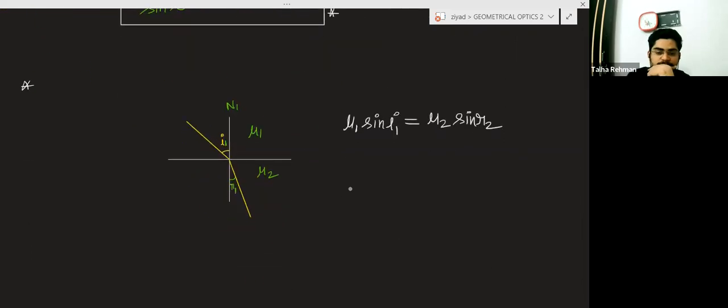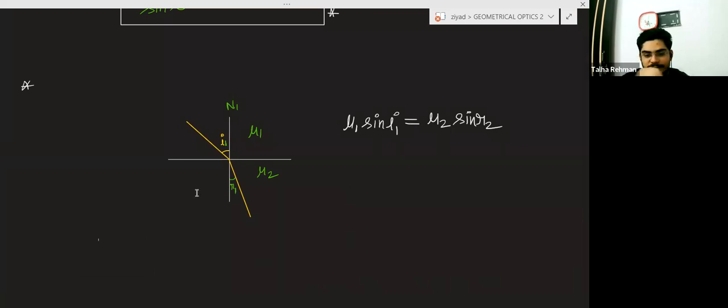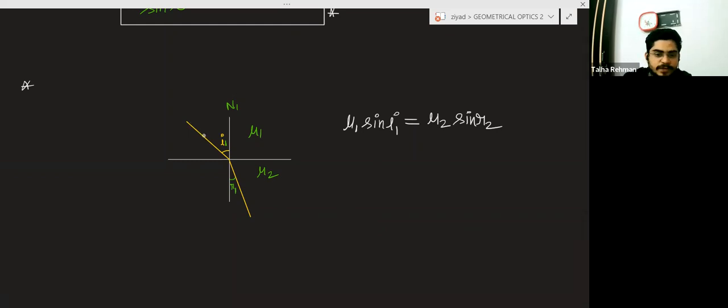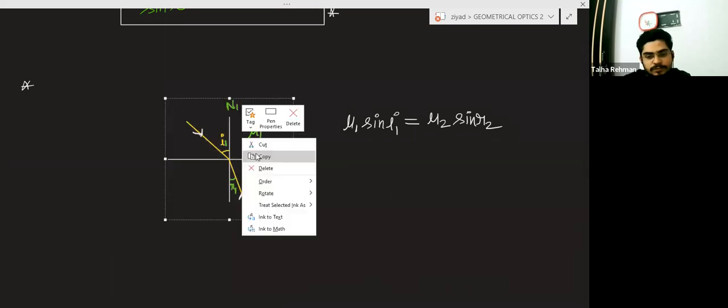So you can write mu1 into sine. Okay. So this is the case when the light is going from this one medium to another medium. Light can go like this also.